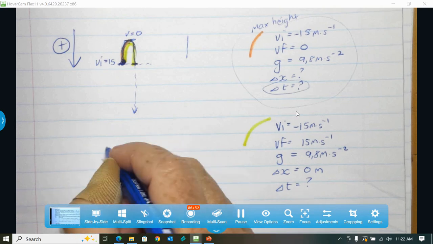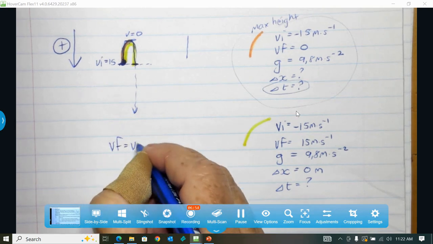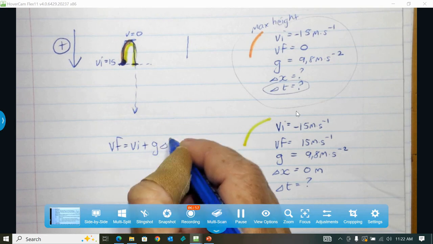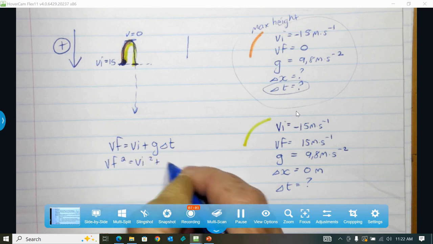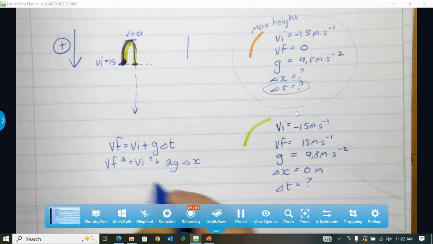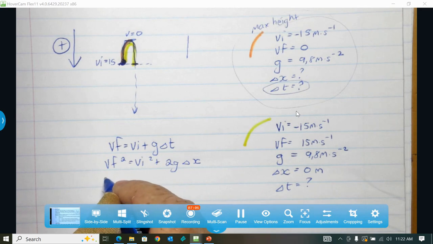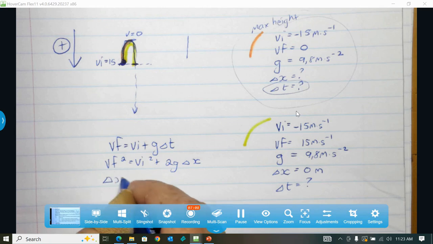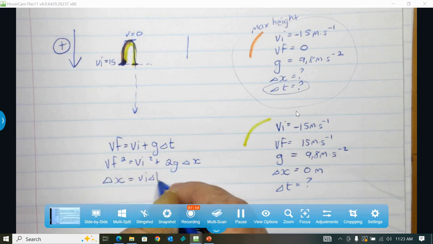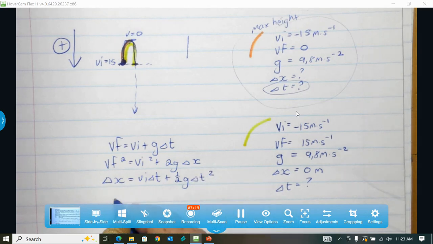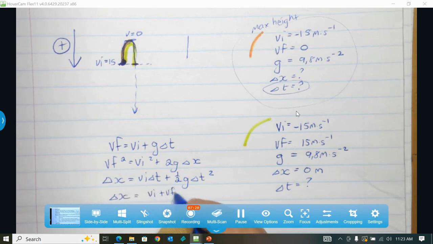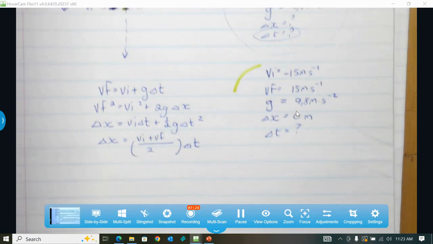Okay, let's have a look at the different formulae. We've got final velocity is equal to initial velocity plus g delta t. We've got final velocity squared is equal to initial velocity squared plus 2g delta x. We've got change in displacement is equal to initial velocity delta t plus a half g delta t squared. And we've got change in displacement is equal to initial velocity plus final velocity over 2 times delta t. So that comes just like that from your formula sheet.